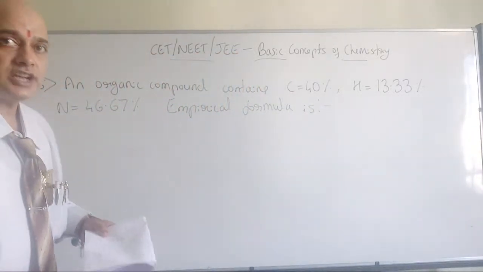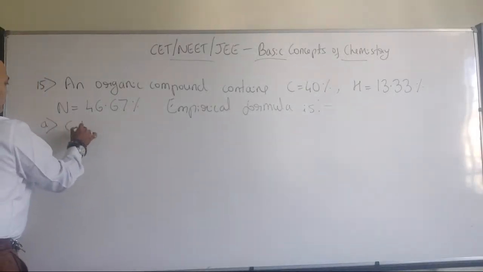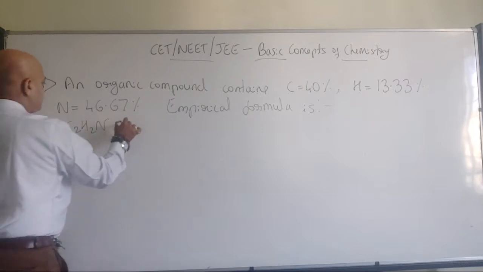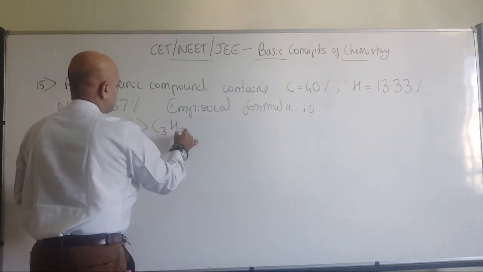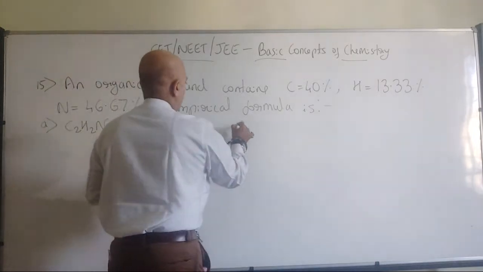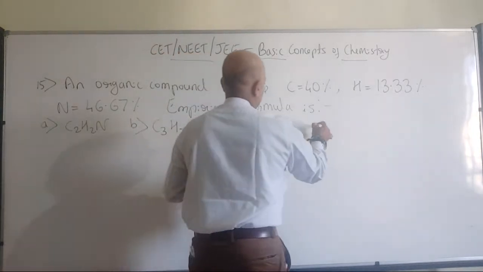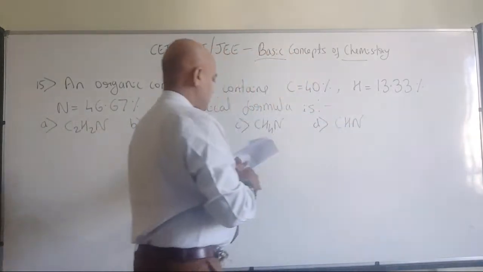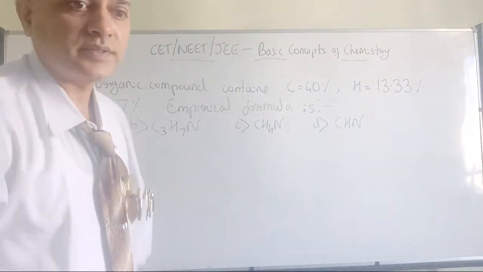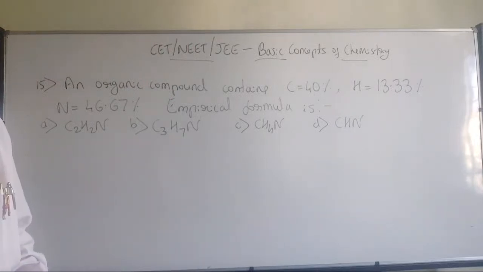Okay, so which are those options? Options are A, C2H2N. Option B is C3H7N. Option C is CH4N. And option D is CHN. So these are the options. Anyone? You can start solving. This is a simple one. Even for board exam, you can expect this type of question.